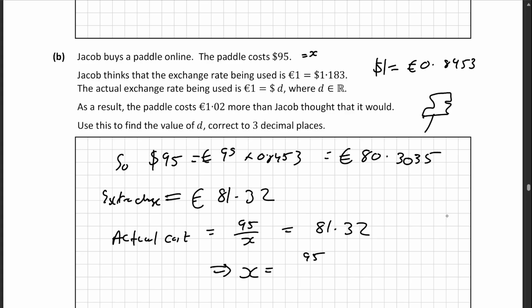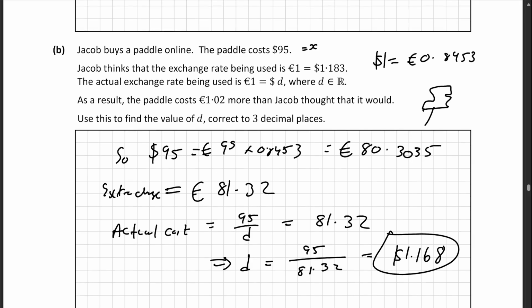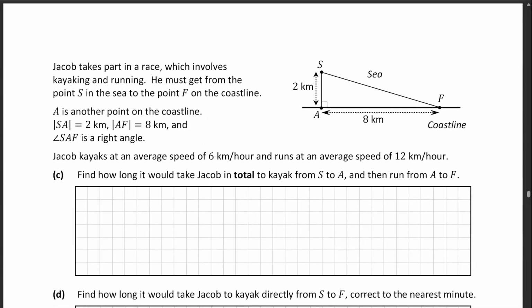So it's 95. Well, actually, no, I'm not sure I'm using X. I should be using D here, because that's the variable in the question. So it's 95 over 81.32. It should give us something. $1.168. Okay, that makes a tiny bit of sense, but I'm not sure if it's correct. Oh, dearie me. Okay.